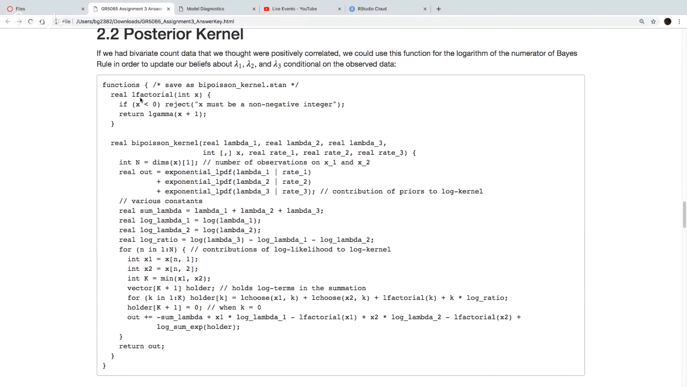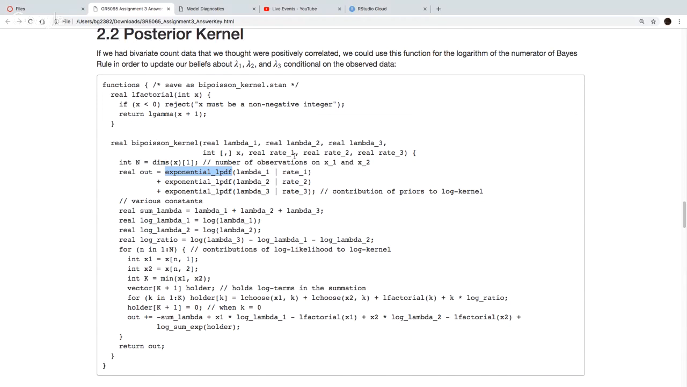And so I gave you the log factorial function, which just calls log gamma. I messed up slightly with the signature of the bipoisson kernel. I didn't put rate 1, rate 2, rate 3, so I had to clarify that on Canvas Wire, but hopefully you saw that shortly after I put it up. Anyway, pull out n, which is the number of observations that you have, and then first calculate the contribution of the prior to the log kernel. Those are going to be exponential LPDF, for log PDF, for lambda 1, lambda 2, lambda 3, which are really the main arguments to a kernel function.